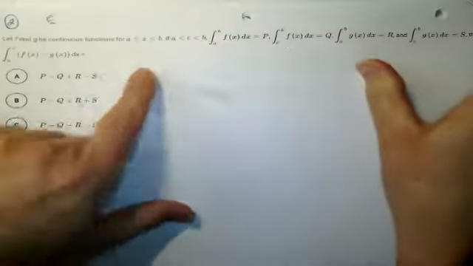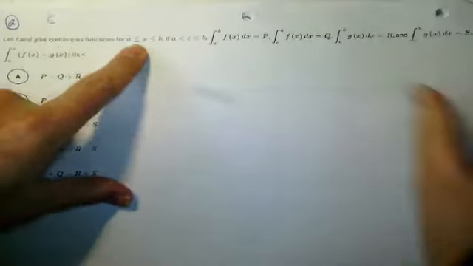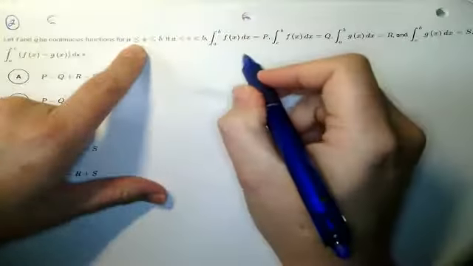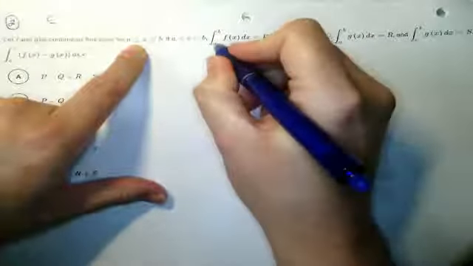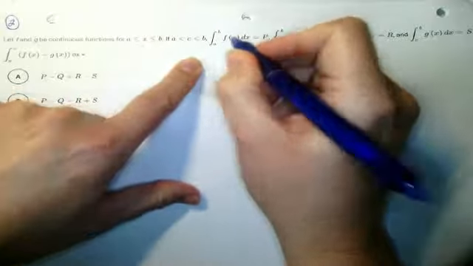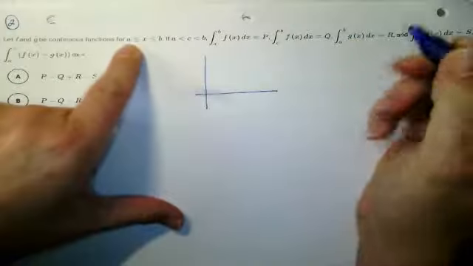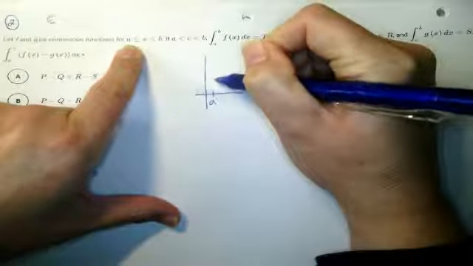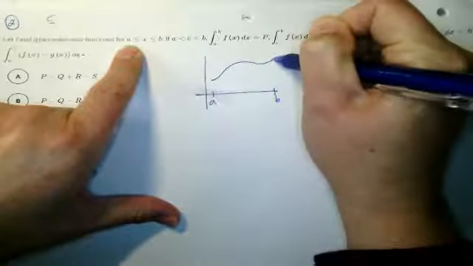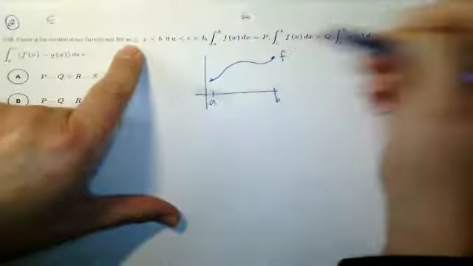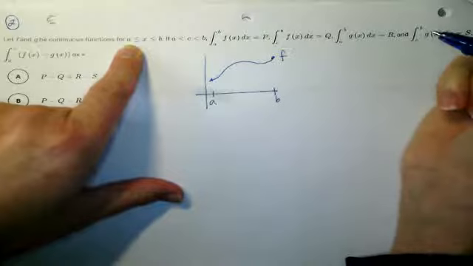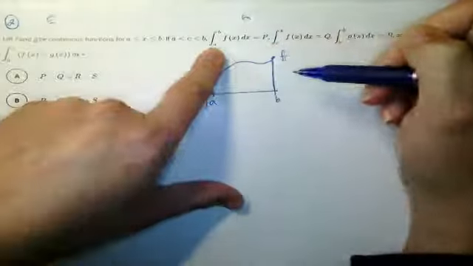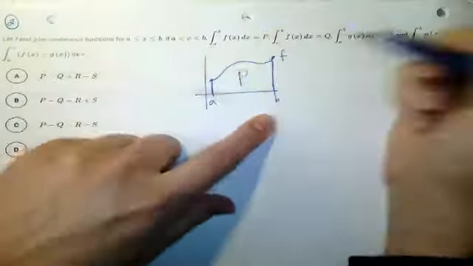All right. F and G are continuous functions between A and B. And so what I'm going to do is draw what I can. This is the integral from A to B of the F function. So from A to B, I have this F curve, and it's continuous, and I don't know what it looks like, but I'm just going to make a picture. It's F, okay? And the area under the curve from A to B is P.